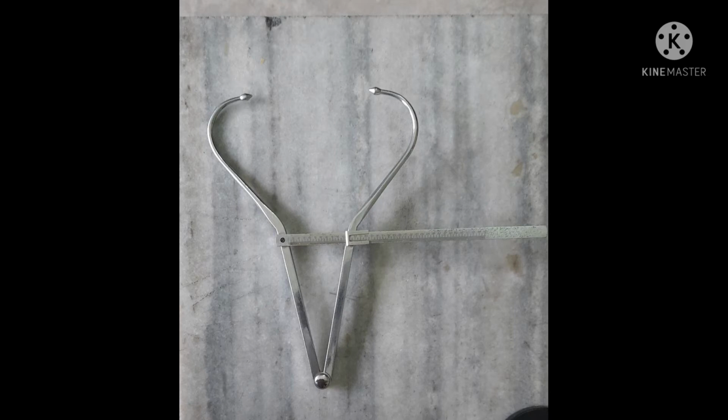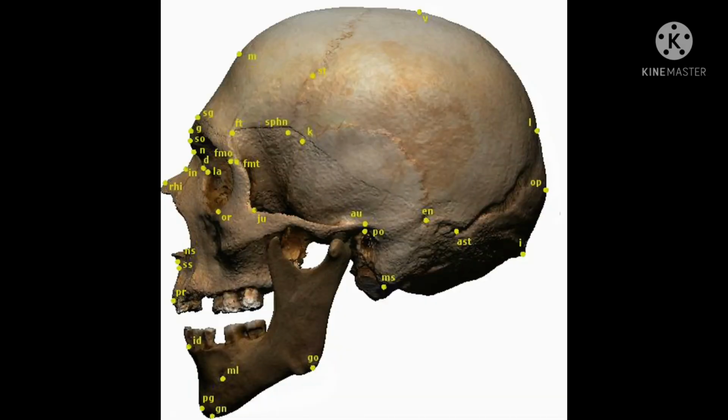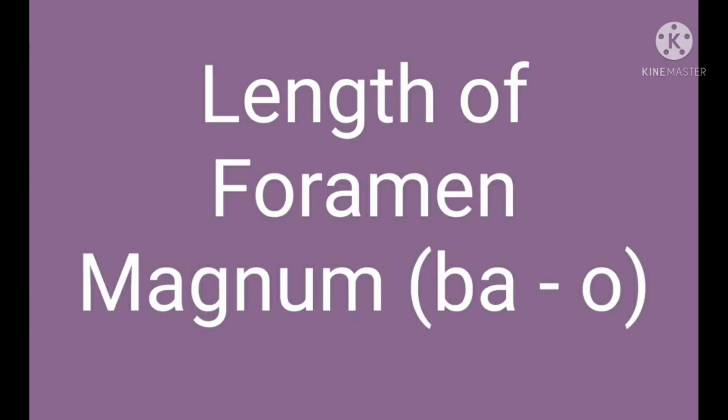That means here also we have to place the skull on a pad in a normal lateralis position, facing the left side upward, for taking this measurement. So this is all about the nasion-inion length measurement.